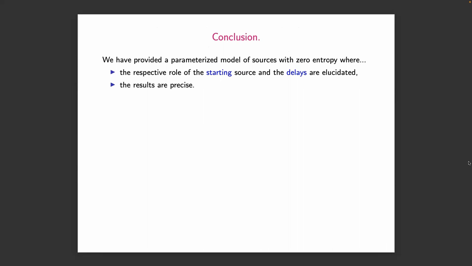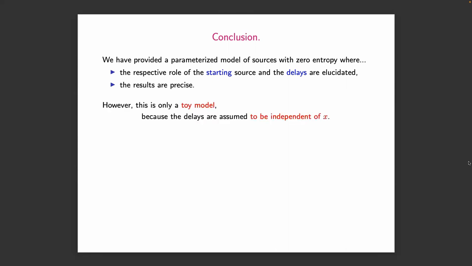And so I begin with starting sources with well-known and good properties. I define the delay. And finally, my final result elucidates the role between the starting source, for instance via the lambda of S, which is the same for all the sources, and the delay, say A, B, and the intervention of M, and the results are precise.